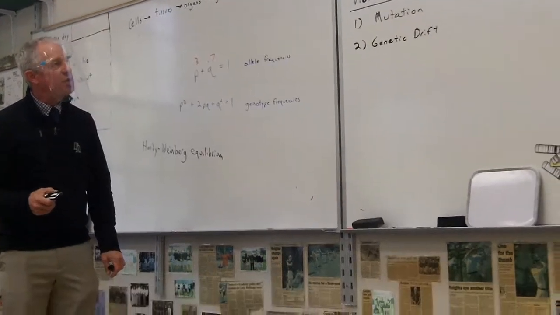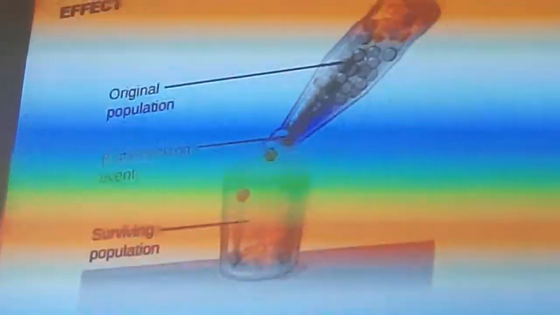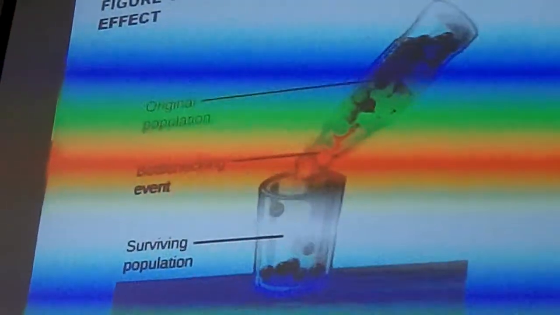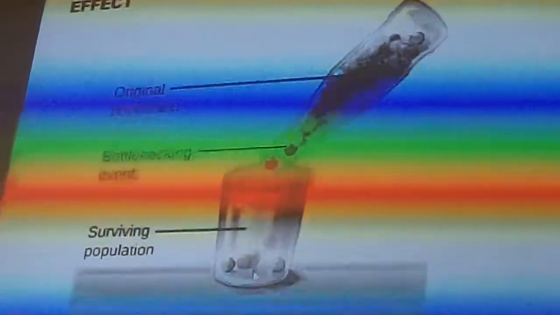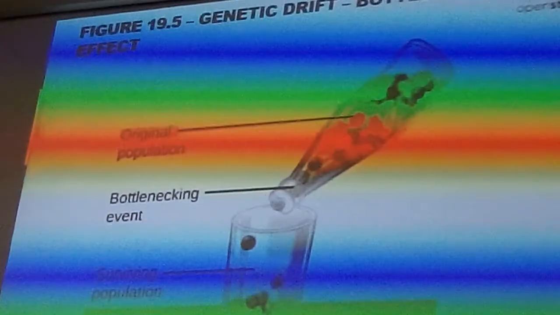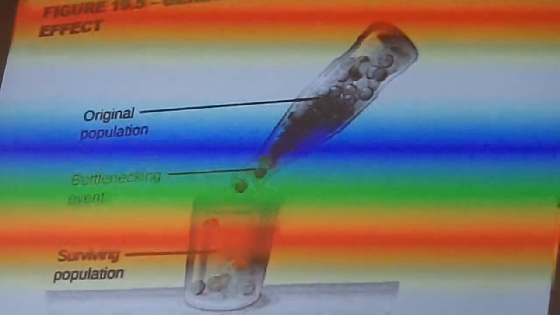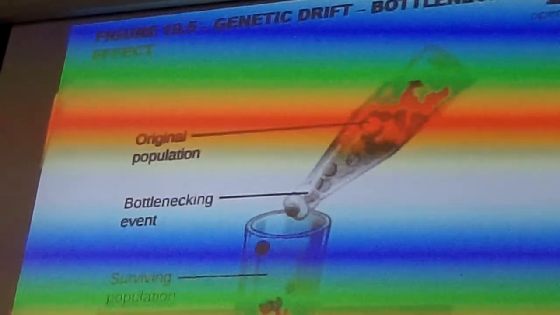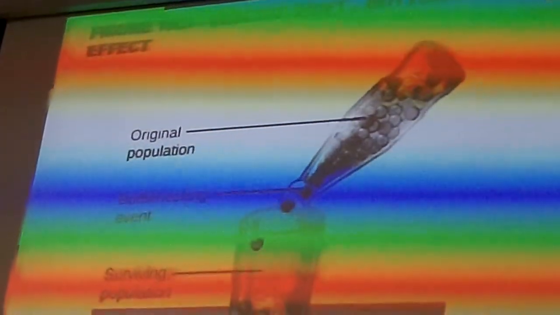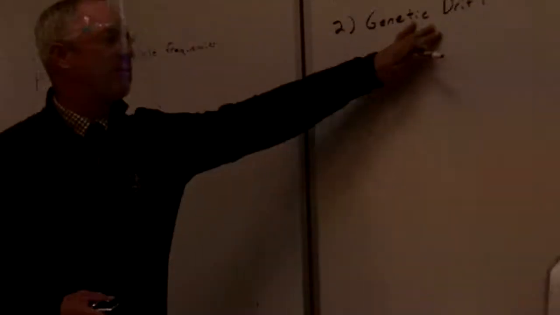The new population will be different from the old population just by random chance. The ones that survive is often random. So here it looks like a lot more of these tan ones survive than the green ones, just by chance. And now if you let these mate with one another and they reform a new large population, you might have green a lot less than tan in the new population. That's an example of what we call genetic drift.